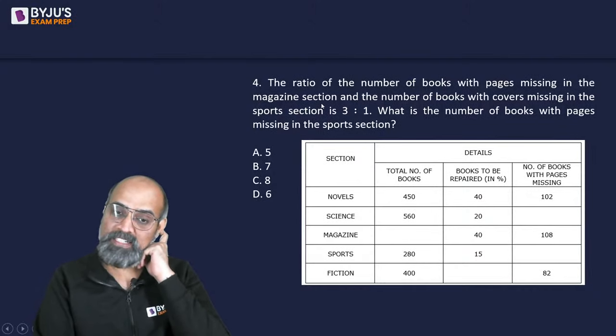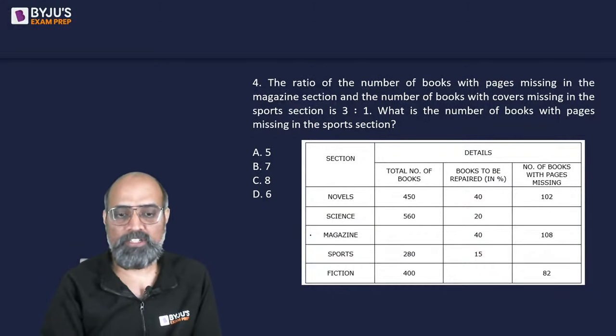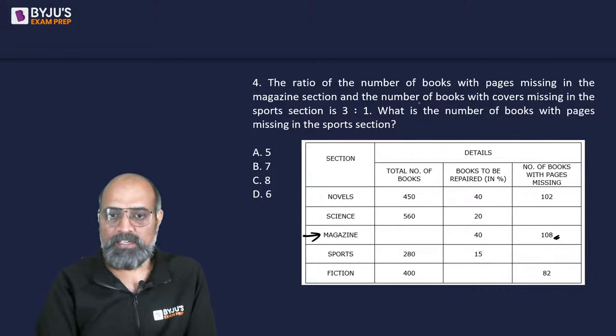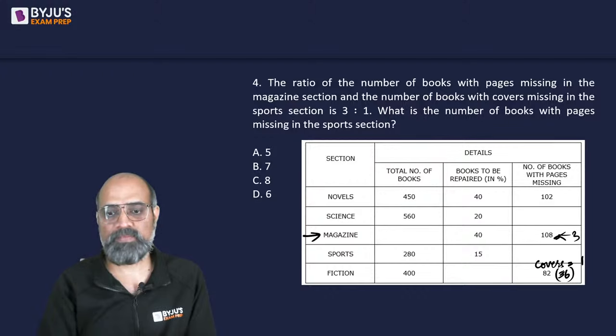Next question. The ratio of the number of books with pages missing in the magazine section. So they are talking about the magazine section and the number of books with pages missing. This is 108. The ratio of that number to the books with covers missing in the sports section, that is in the ratio 3:1. So if 3 denotes 108, then covers missing will denote 1/3 of 108, which is 36.